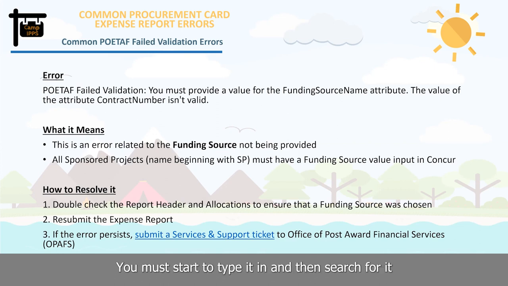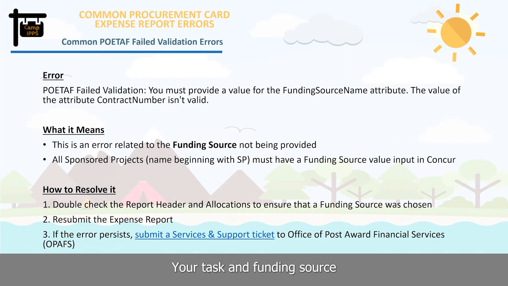You must start to type it in and then search for it in the drop-down menu. Again, best practice is to never try to copy and paste or type out a full field in any of the fields on an expense report. If you do not know if your project has a funding source, then you can start to type it in and see what comes up.